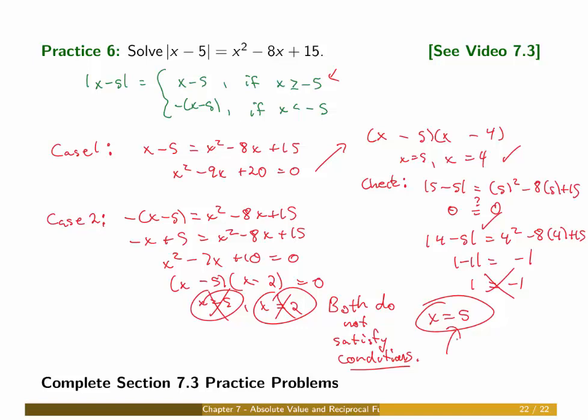So let's wrap up this video. Hopefully solving absolute values makes sense. You can skip around the video and come back to this if you are going over some of the practice problems, and you can see some similarities in some of the questions. So try the practice problems, and then when you're ready, move on to section 7.4.